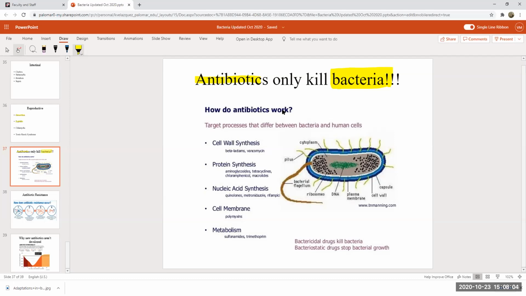How do antibiotics work? Well, they're going to target different processes in the bacterial cell to either keep it from reproducing or keep it from functioning, or both. So keeping it from making new cell wall is going to keep it from dividing, keeping it from making proteins, interfering with its production of nucleic acid so it can't copy its DNA, interfering with the cell membrane production, or any other type of metabolism in the bacterium.